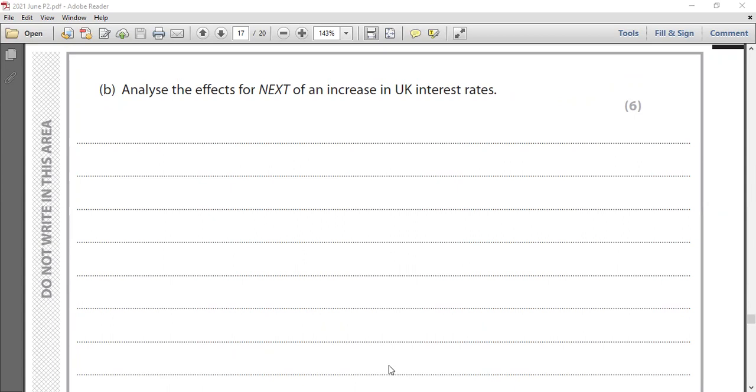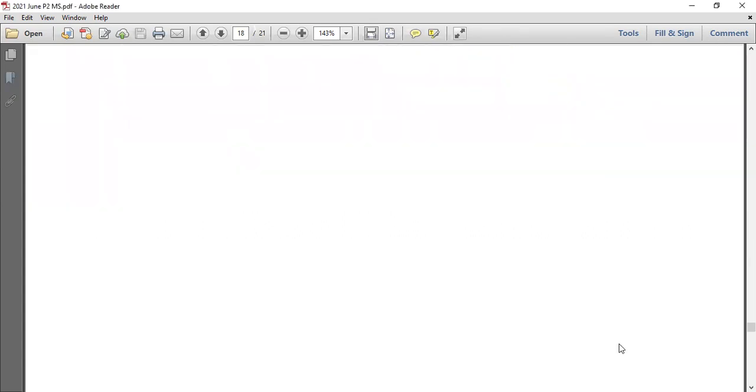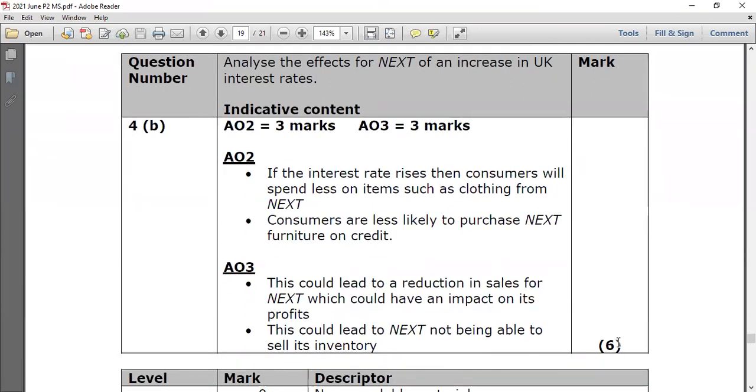So for an analyze question, in this case, normally think about borrowing and lending interest rates, because the answer here is: if interest rates rise, then consumers will spend less on items such as clothing from Next. Look at the development. This could lead to a reduction in sales for Next, which would have an impact on its profit. On the other hand, consumers are less likely to purchase Next furniture on credit. So not only clothes, because they have gift items, furniture, everything. As a result, what happens? They will not use their credit cards and they will not borrow on credit because of high interest rates. And you can see this could lead to Next not being able to sell its inventory.